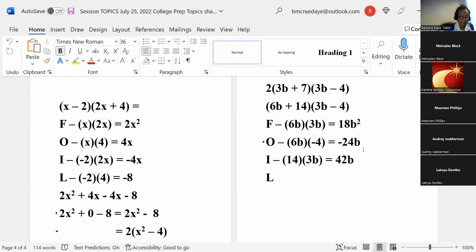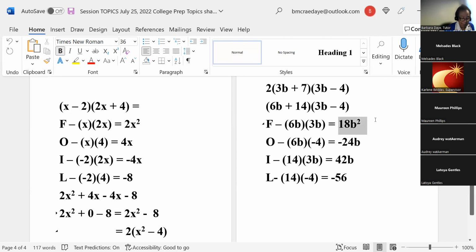Okay. So now we're at our last. What are the last terms? 14 again? And the other one? Minus 4. That's right. Okay, and what's that equal to? Mental math. 4 times 10 plus 4 times 4, 56. Plus or minus? Minus. Okay, minus 56.